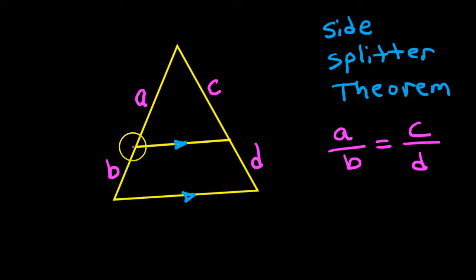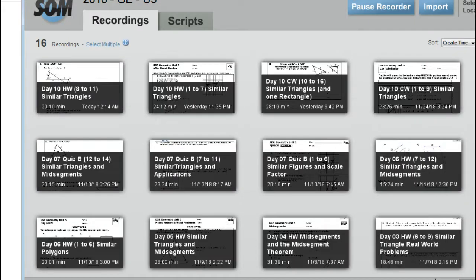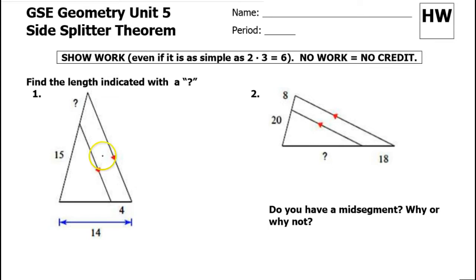Notice that this segment is not necessarily a mid-segment unless A and B are equal. This is not a mid-segment. But still the sides, these pieces are proportional. Okay, so let's see how that shows up within a problem.